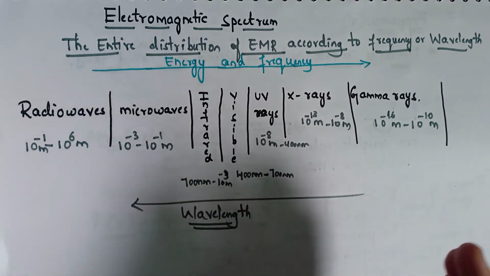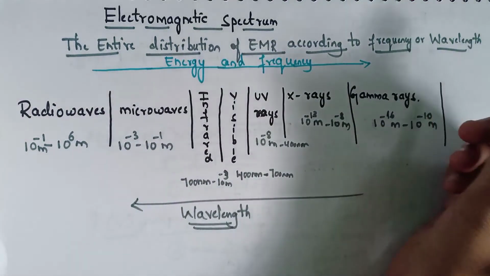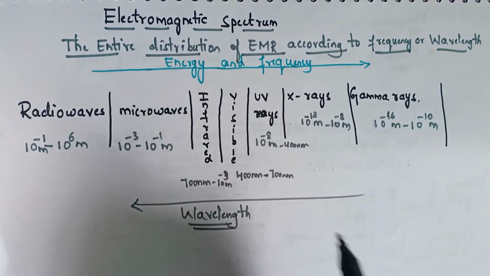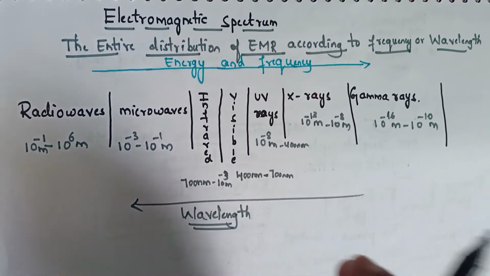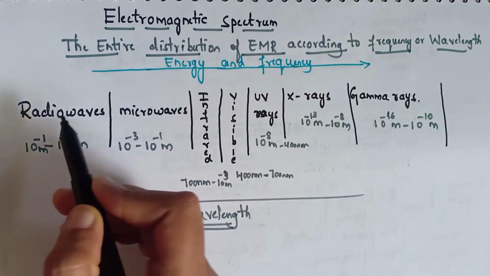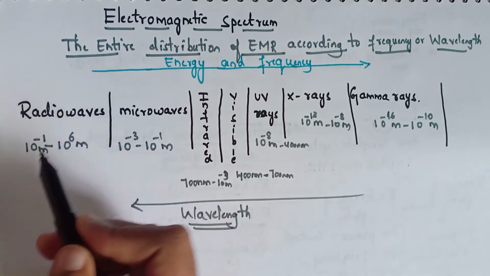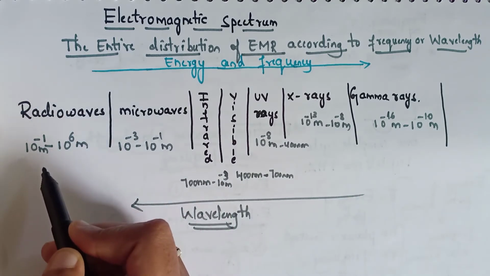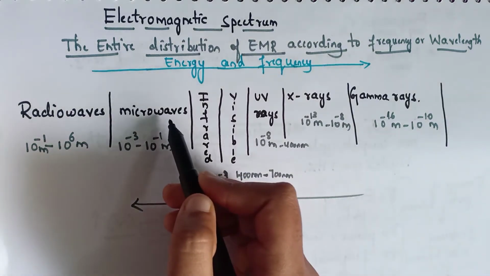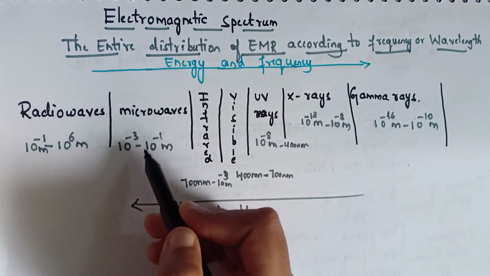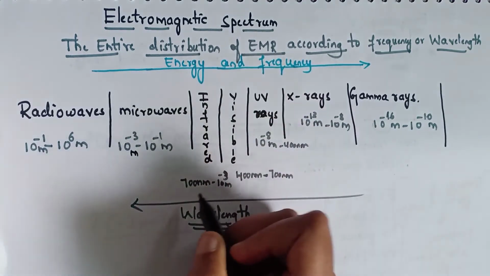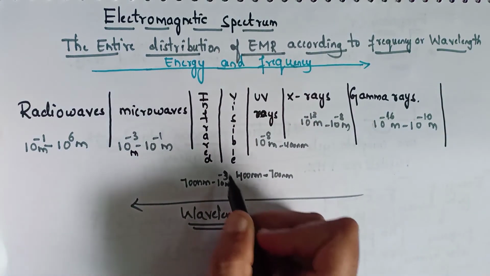So their distribution according to their frequencies or wavelength is given in the electromagnetic spectrum. Now let's study these electromagnetic radiations according to their increasing order of energy and frequency. First comes the radio waves, with a wavelength from 10 raised to minus 1 meters to 10 raised to 6 meters. Then come the microwaves, 10 raised to minus 3 meters to 10 raised to minus 1 meter. And then the infrared, from 700 nanometers to 10 raised to minus 3 meter.